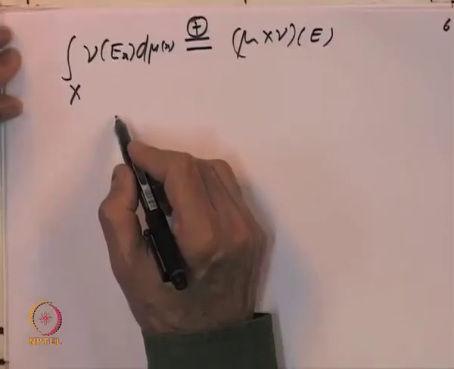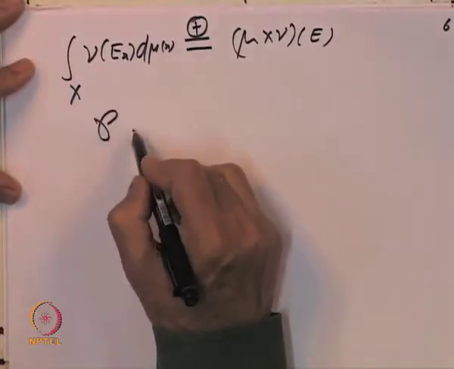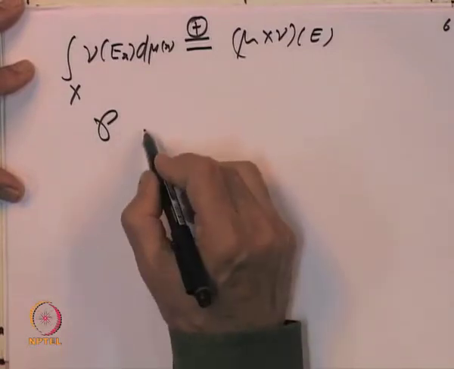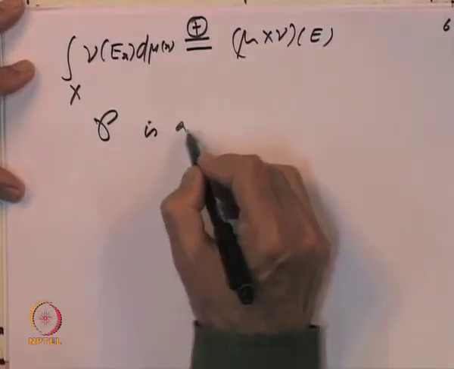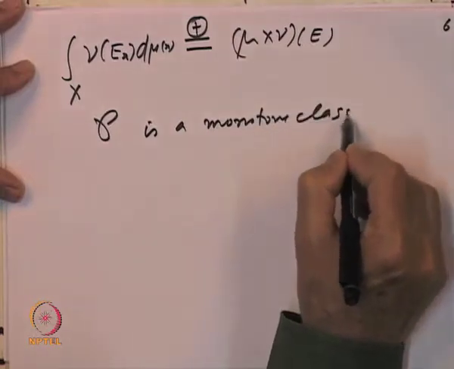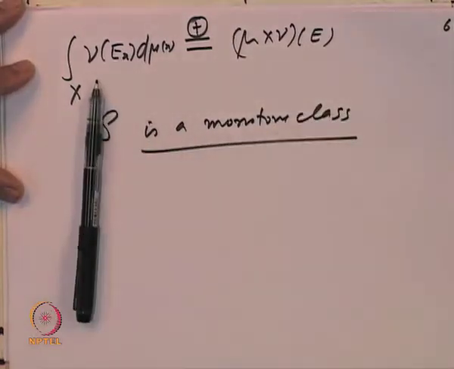So, we have already shown that the class P is closed under increasing sequences. Now, we have shown it is closed under decreasing sequences. So, P is a monotone class. So, that proves that P is a monotone class.